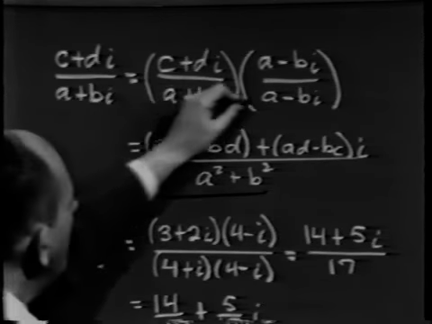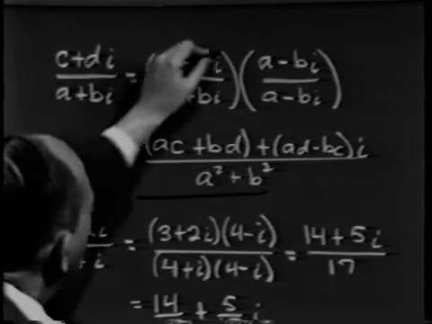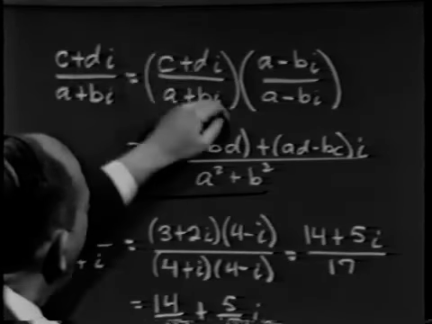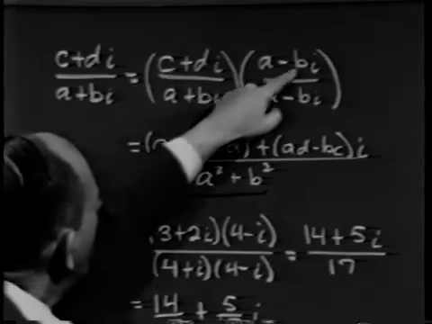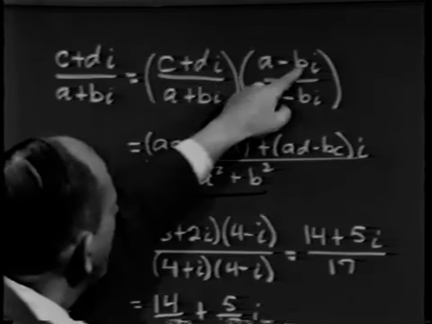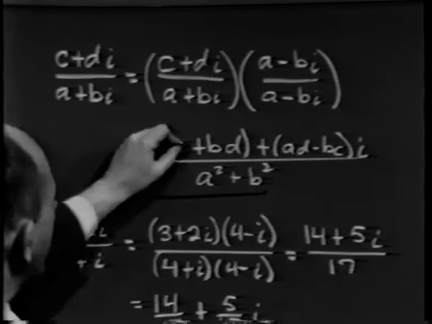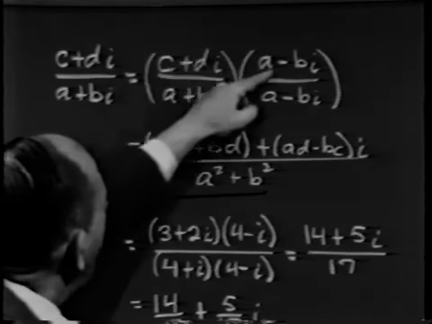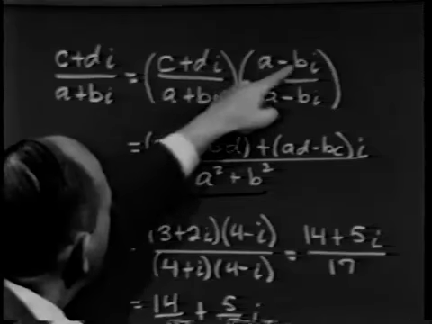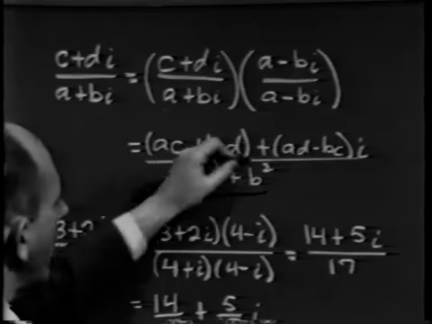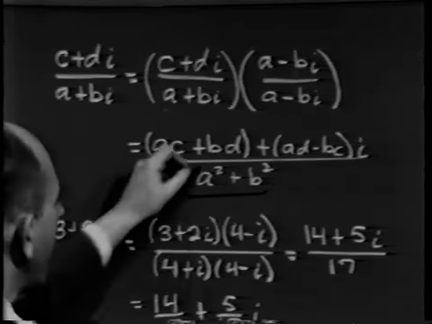Okay? What will that do for me? Well, when I multiply the two factors in the numerator, I'm going to get a real part, namely ac plus bd. In other words, it's minus bd i squared, but i squared is minus 1. So I'm going to get ac plus bd. I'm going to get an imaginary part, which is ad minus bc. But the denominator will just be a squared plus b squared, which is a real number.